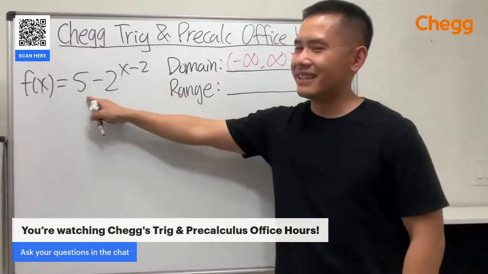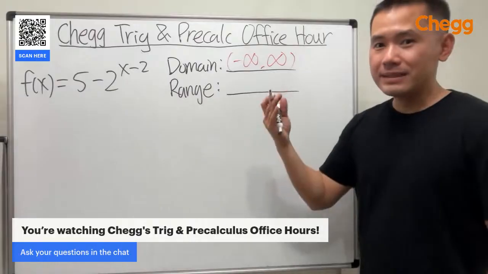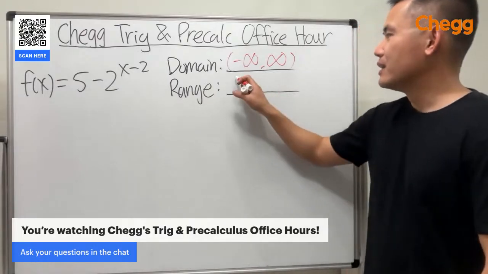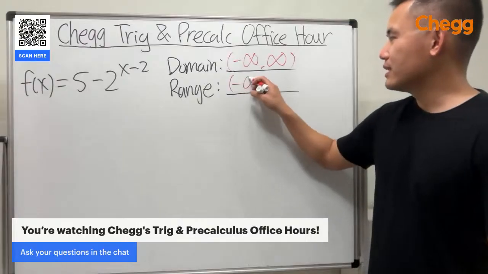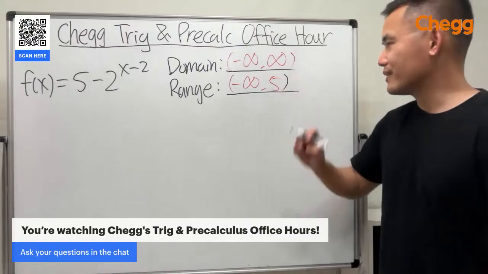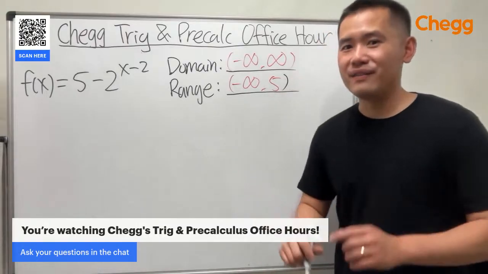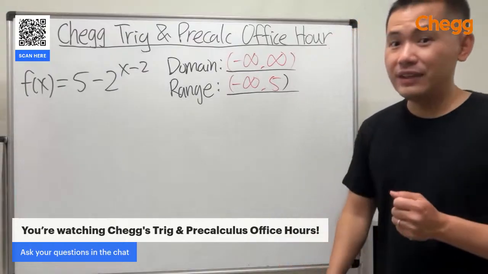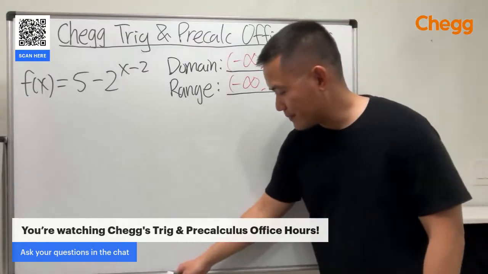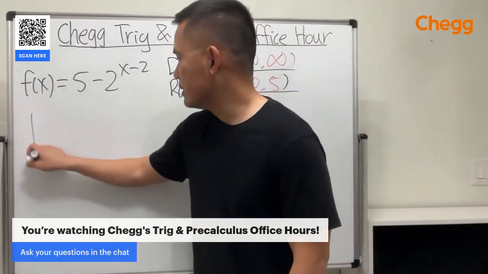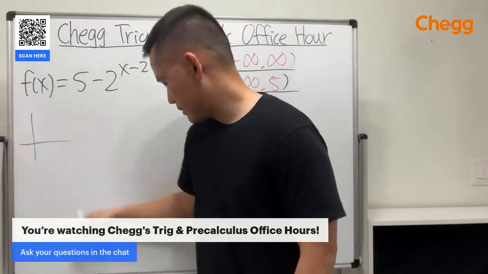Because here's the deal. The maximum, you don't reach the maximum, by the way. It's at 5. The range is going from negative infinity to 5, not including the 5, though. Be careful. Not including the 5. So this is how you can do it if you want to do the graphical approach. Okay, so starting from 2 to the x, this is what we know, 2 to the x.